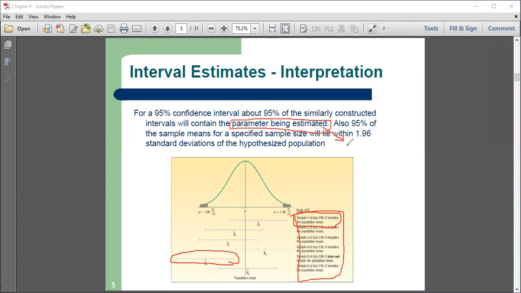So the sample mean will lie within 1.96 standard deviations of the hypothesized population mean. This diagram is only showing that the population has different sample means. So let's move on to the next slide.